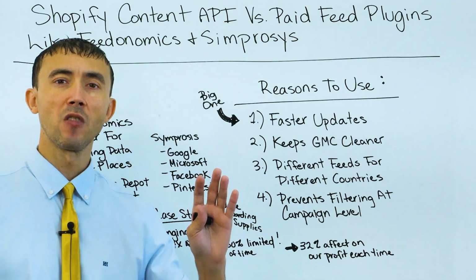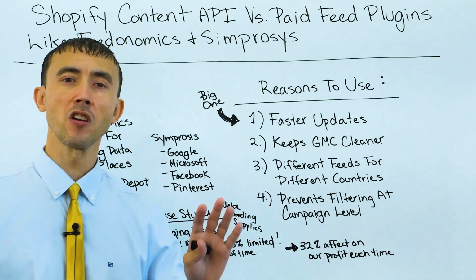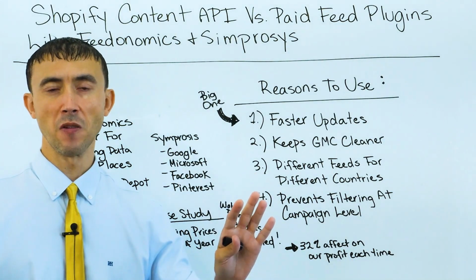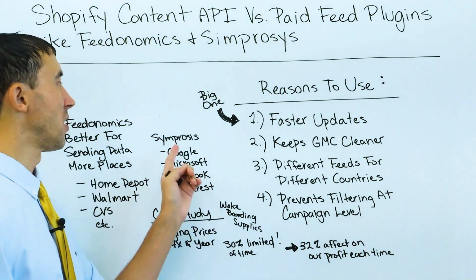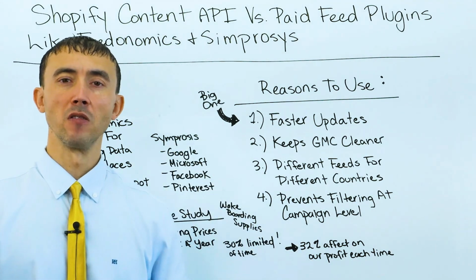But the main thing with Feedonomics is, unless you're going to advertise in a bunch of different places with your product feed, you don't need it. Simprosys will do that just fine for you.